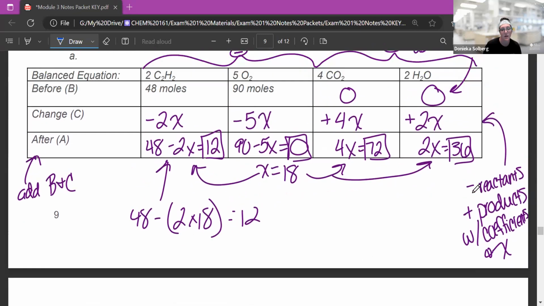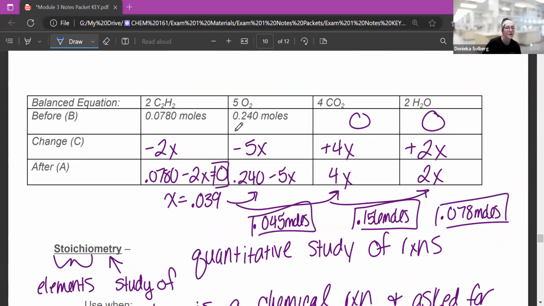And then again, remember, it's minus the reactants because these we're going to lose some, and plus the products because we are going to make some, with the coefficients and an x. And so this can get you all of this information, but again, it does have to be in moles. So if you have grams, you got to convert to moles first. Okay, so why don't you try this one if you're going to do the before change after.